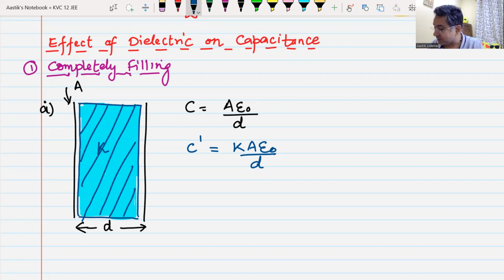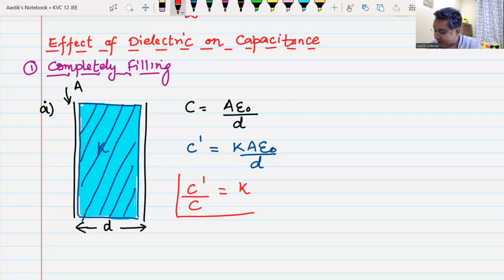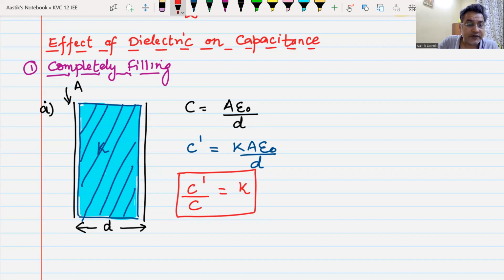So you can just write it here. C dash by C in this case becomes equal to K. Your capacitance is going to become K times the original capacitance. Now, whenever this question comes, when this dielectric is filled, there will be two types of conditions under which the dielectric will be filled, and you will understand those conditions when the question comes. So first, listen to me very carefully, and then I'll give you time to write.